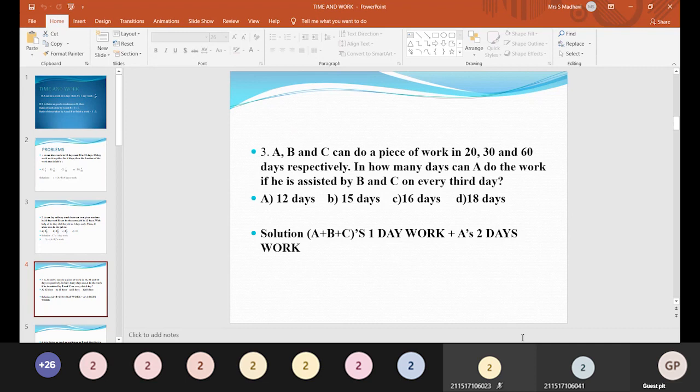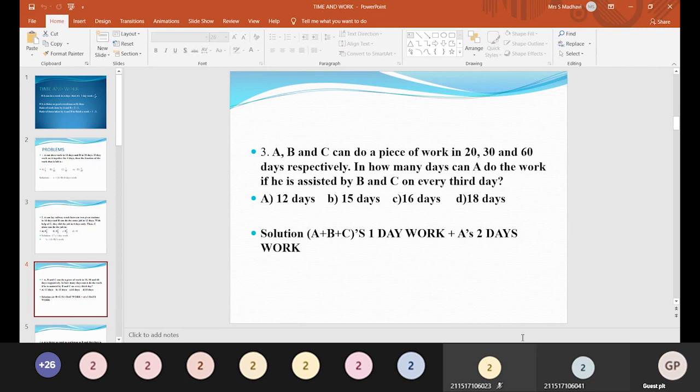Coming to the third problem: A, B and C can do a piece of work in 20, 30 and 60 days respectively. In how many days can A do the work if he is assisted by B and C on every third day? The options are 12 days, 15 days, 16 days or 18 days.